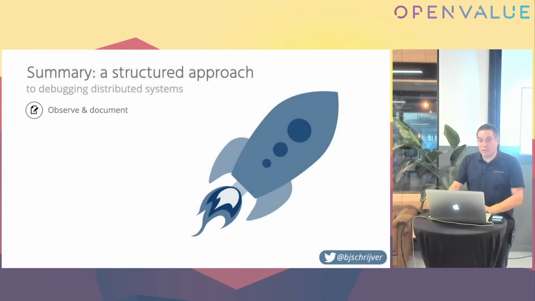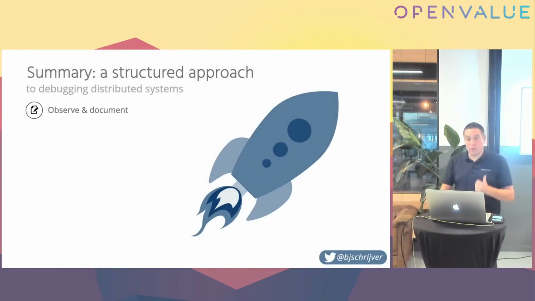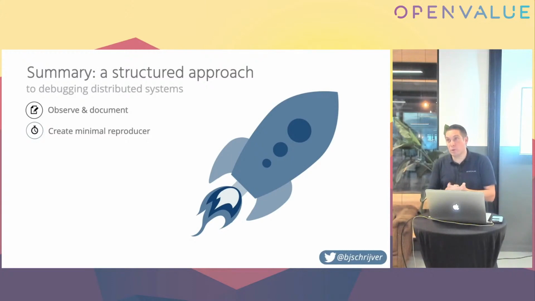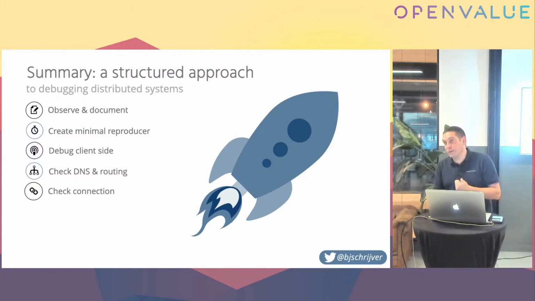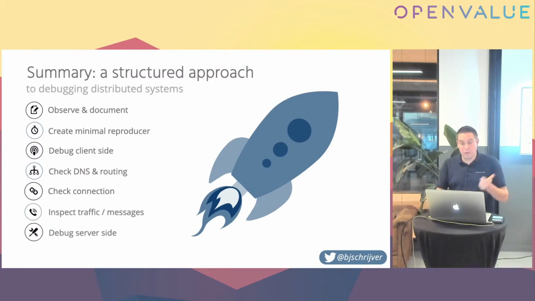To summarize, the steps I showed you were observe and document, create a minimal reproducer, debug on the client side, check whether DNS is resolved correctly and whether you have a route to the remote server, check the connection on a network level, inspect any traffic that's going back and forth, debug whatever you can do server side, and then the wrap up and writing down a post-mortem for those who come after you.